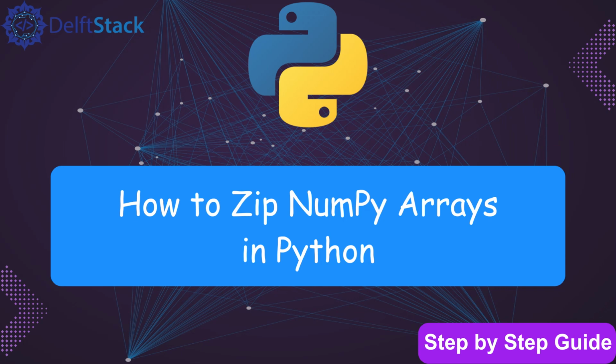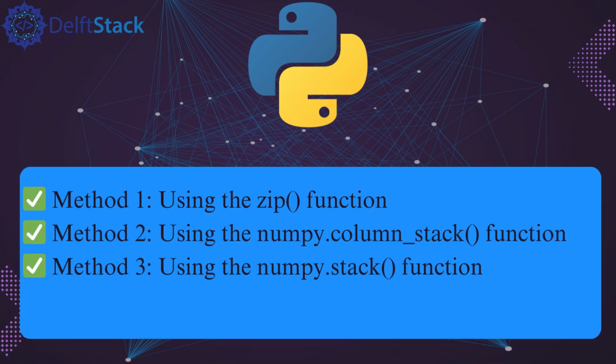Today we will learn how to zip multiple numpy arrays together. In this tutorial, we will explore 3 different methods for zipping numpy arrays. First, we will use Python's built-in zip function, which groups elements into tuples but returns a list instead of a numpy array. Second, we will use the numpy column stack function, which combines arrays into a structured 2D numpy array where each column corresponds to an input array.